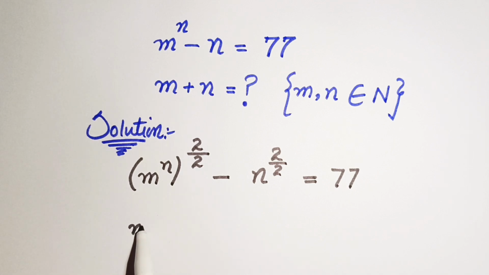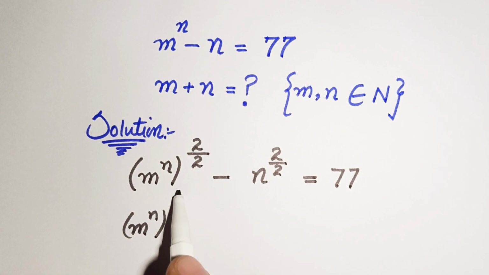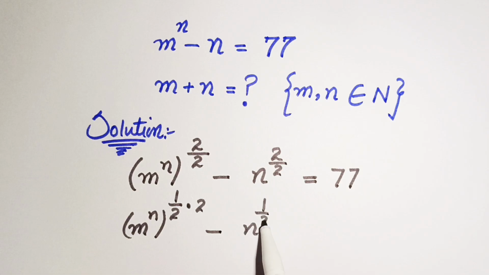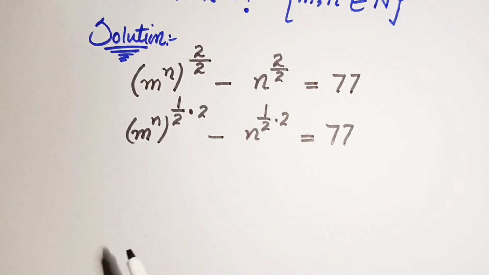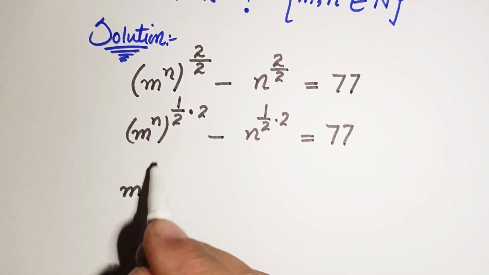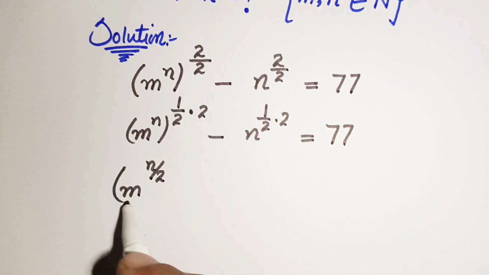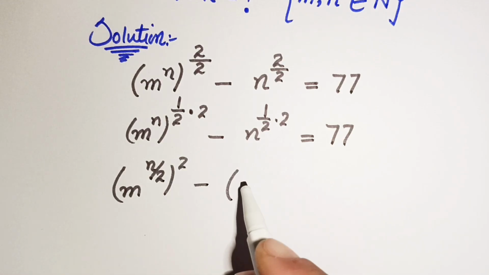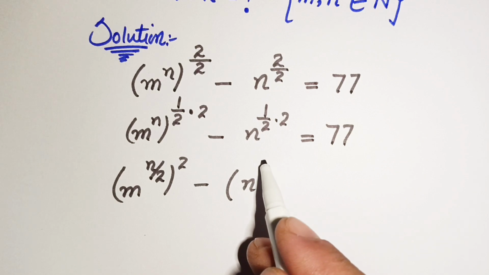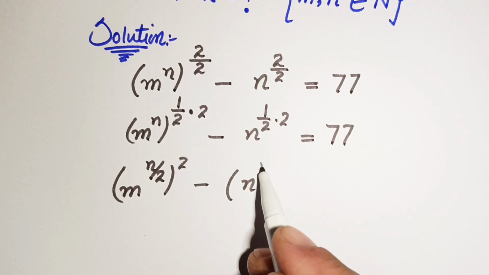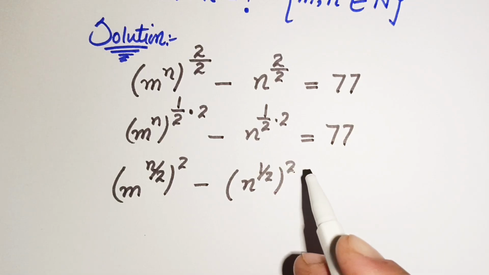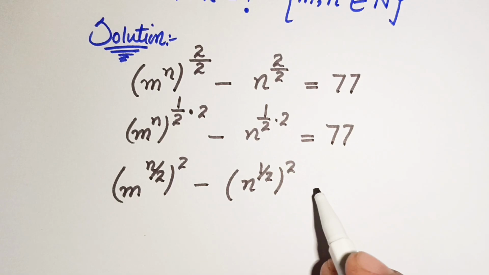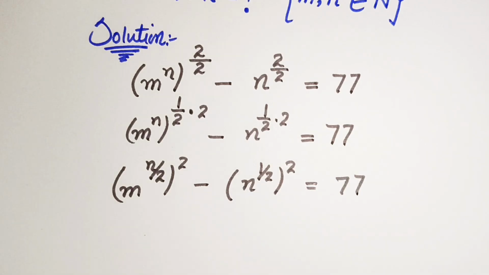So m to the power n whole to the power, this 2 over 2 can also be written as 1 over 2 times 2, and similarly n to the power 1 over 2 times 2 is equal to 77. So now here we can also write it as m to the power n over 2 whole squared, minus n to the power 1 over 2, so 1 over 2 is the square root, but we just write it in our next step, whole squared is equal to 77.